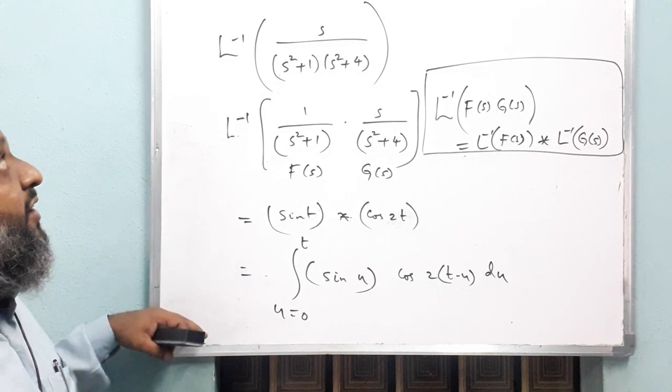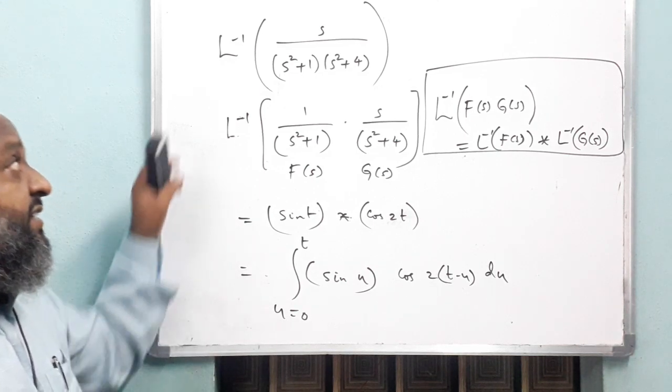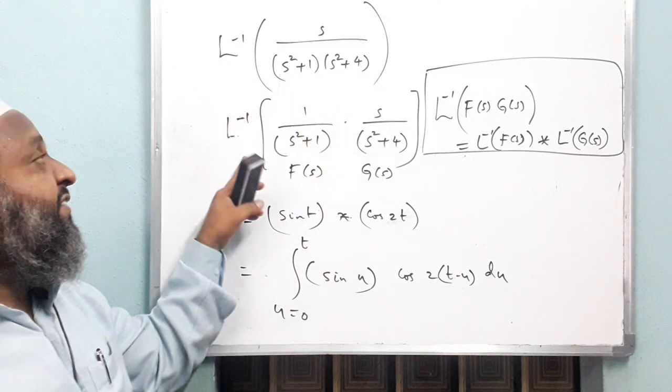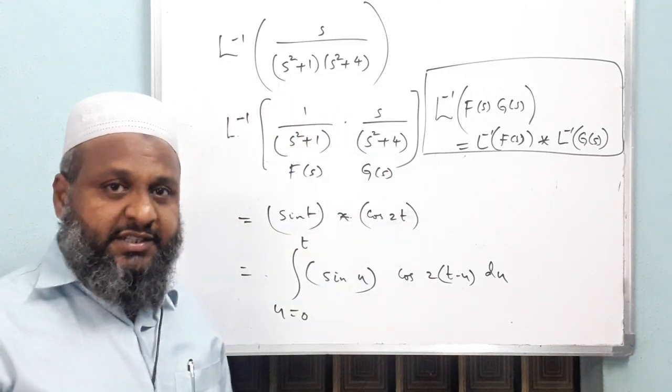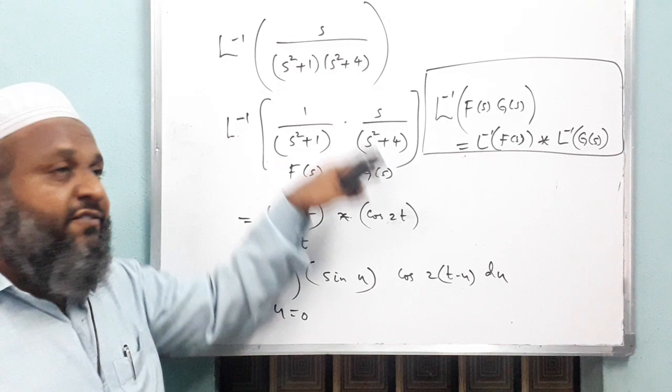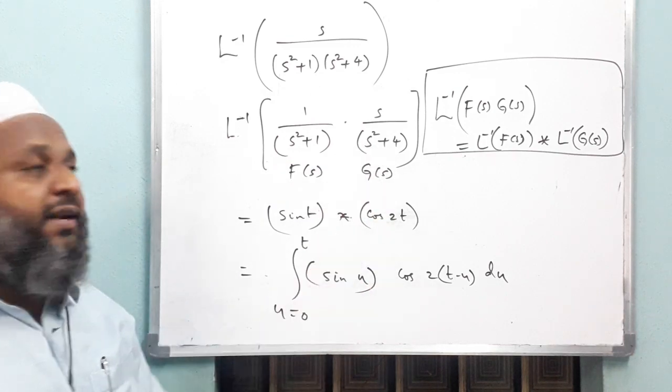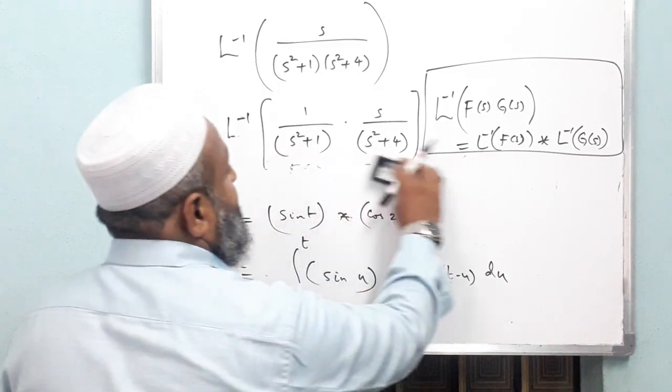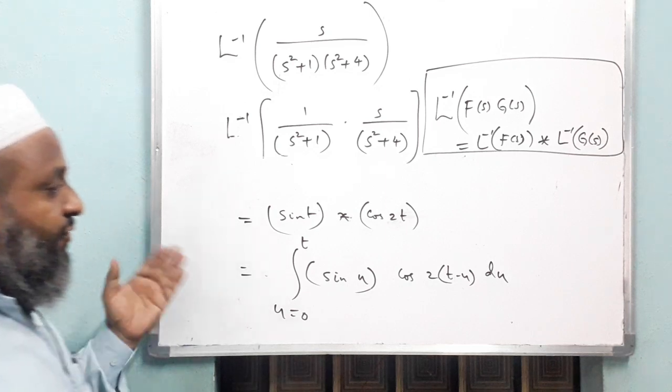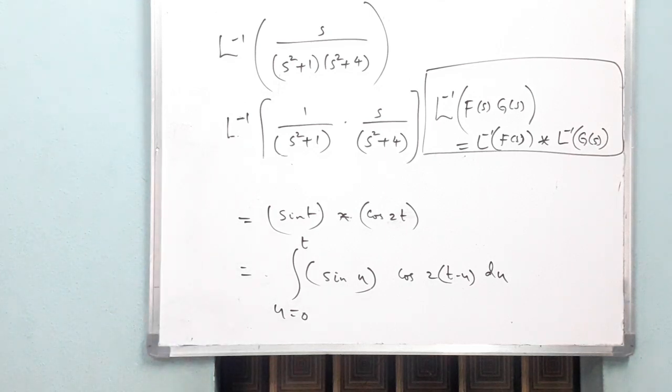So this is the way we can find the inverse of a product if we know the inverses of the individual two functions. Find the inverses of the individual functions and apply the convolution. I hope you are clear about this. If you want, you should take this screenshot.